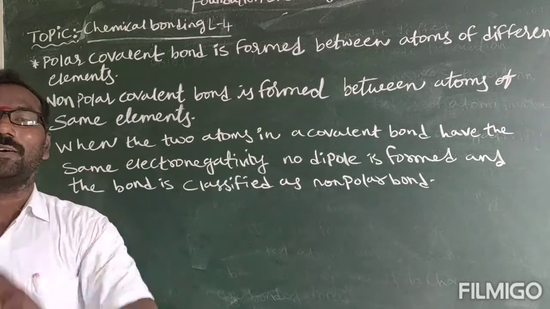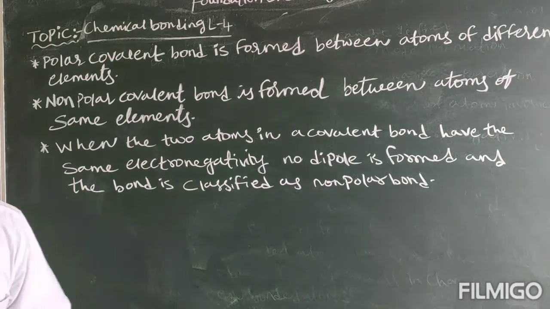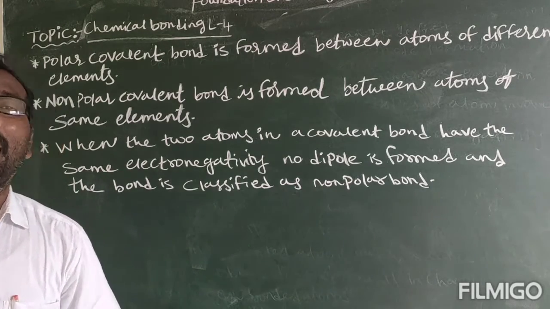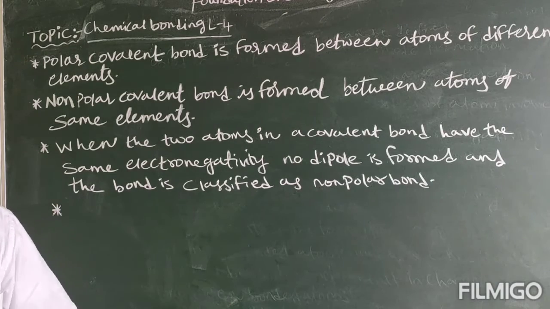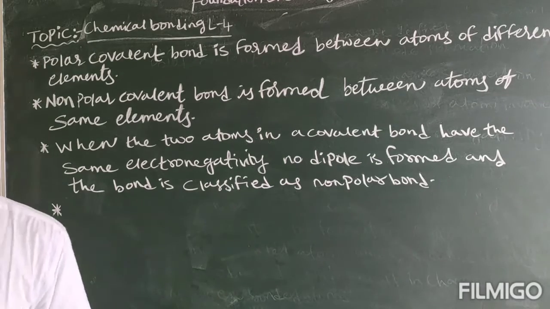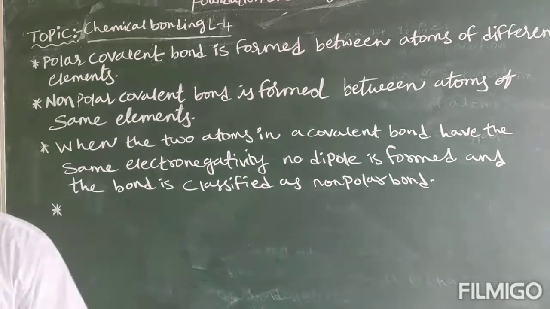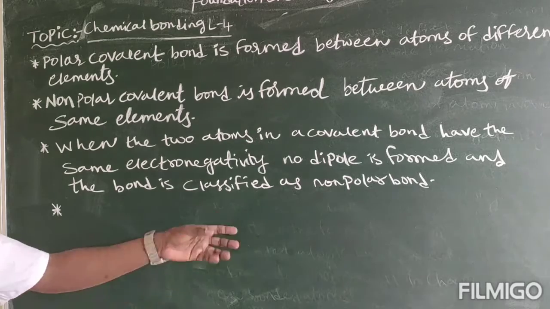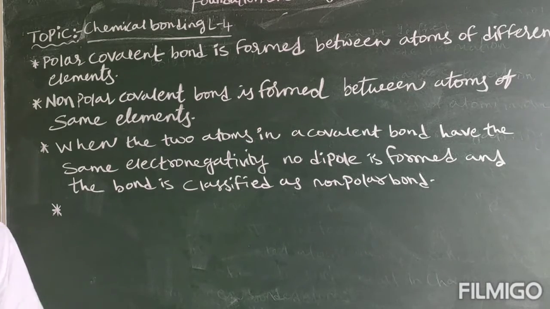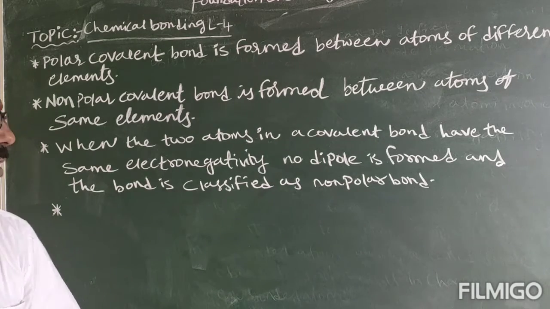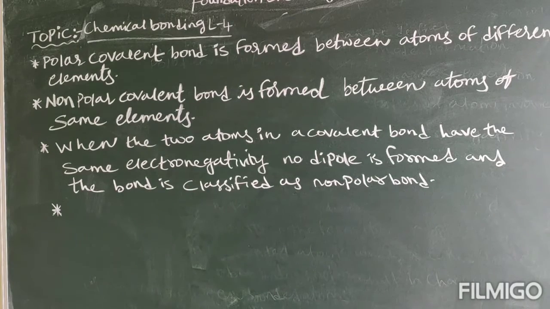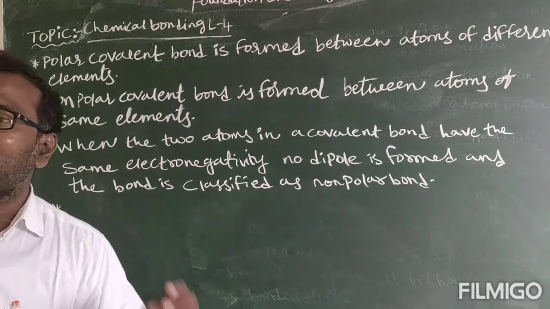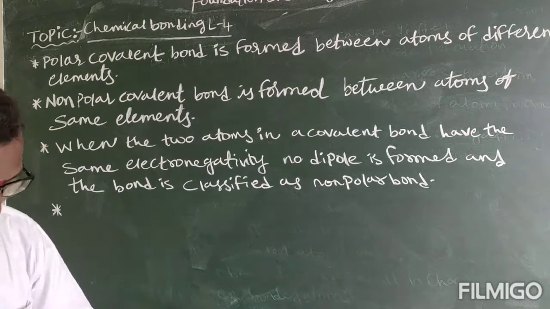See, if they have the same electronegativity, it means no dipole. This you can expect in the form of a bit. When they have the same electronegativity, they don't have a dipole. If there is no dipole, there is no question of polar covalent bonding. It will be only non-polar. Okay. When the two atoms in a covalent bond have the same electronegativity, then no dipole is formed. Same electronegativity is possible. Okay.